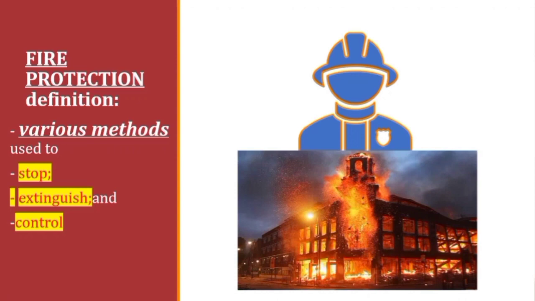Fire protection means the various methods used to stop, extinguish, and control. It says there, various methods. So we have different available methods depending on what the situations are in order to stop, extinguish, and control. So what do we stop? Or what is the purpose? Why do we need to stop, extinguish, and control the fire?